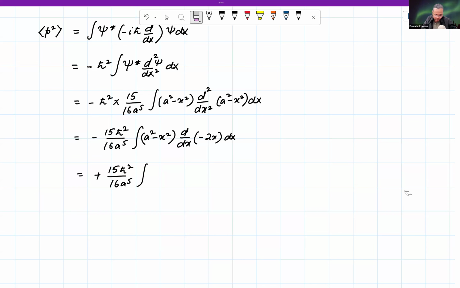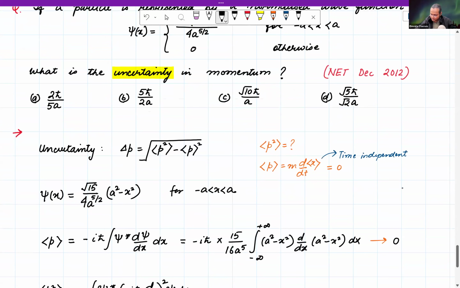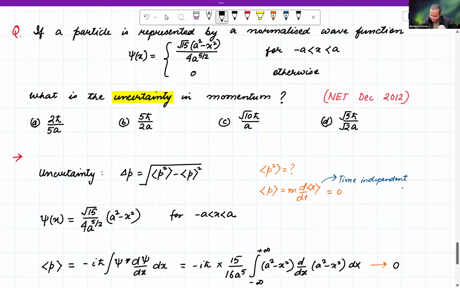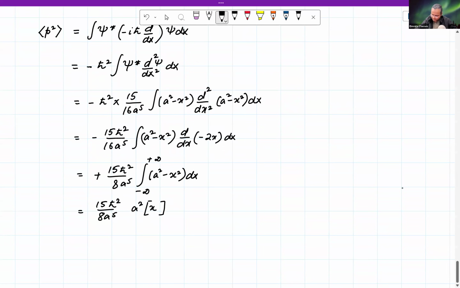This becomes 8, and d by dx of x a square minus x square dx. So this comes out to be 15h cross square upon 8 a to the power 5, and this is nothing but a square x going from... Minus infinity is not needed, because this is only valid for minus a to plus a. So valid for minus a to plus a, we can write minus a to plus a here.